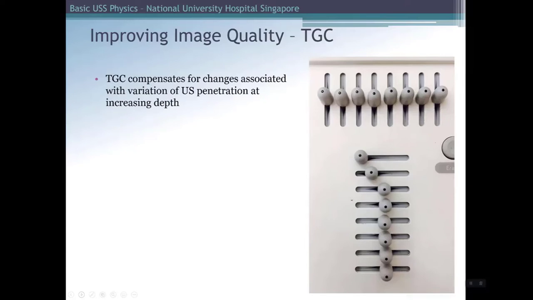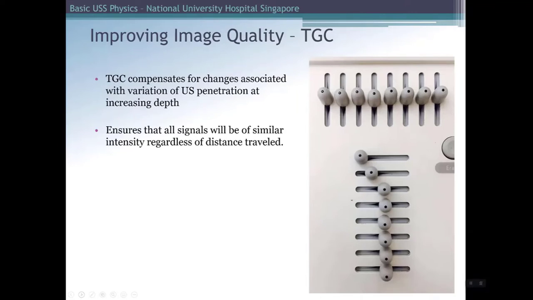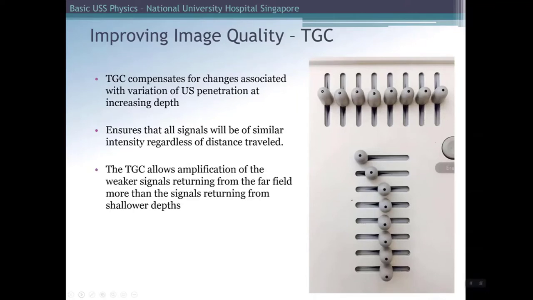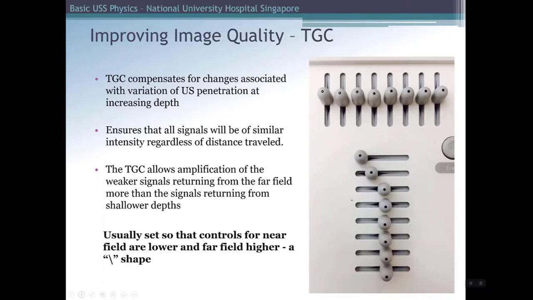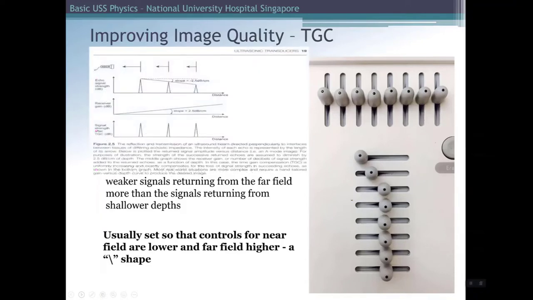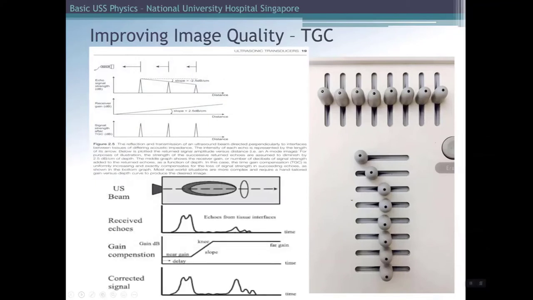Time gain compensation allows for returning echoes from deeper structures to be amplified more when compared to returning echoes from shallower structures. This allows for a more uniform image to be obtained. Time gain compensation is usually set as a slope, so that returning echoes from the deeper structures are amplified more. This is shown as a knee bend in the image. The diagram here shows how the attenuated signals from the deeper structures are amplified to a higher degree when compared to the stronger returning signals from the shallower structures.